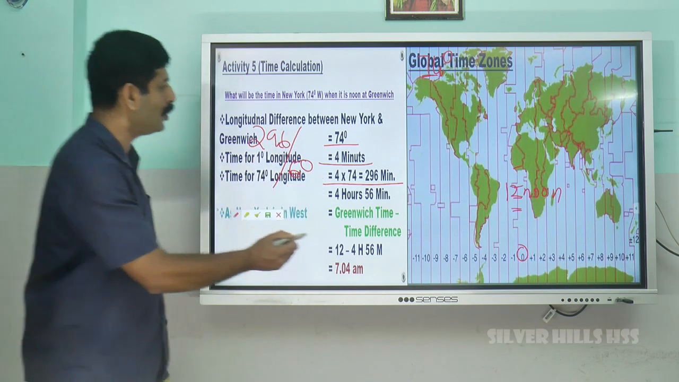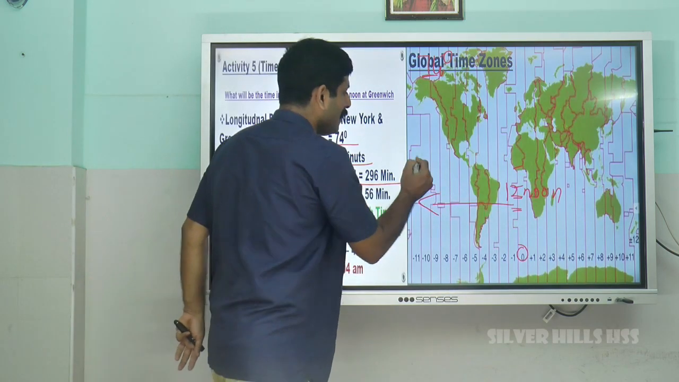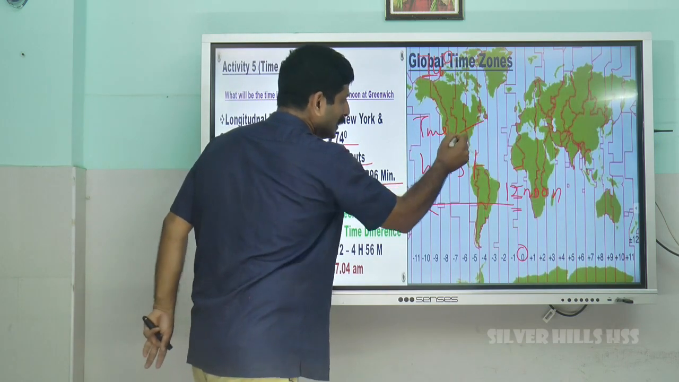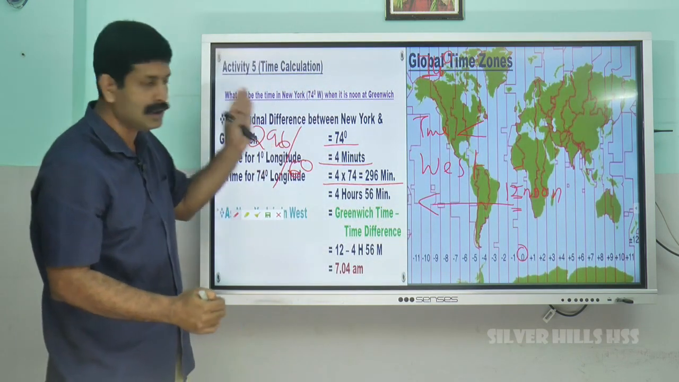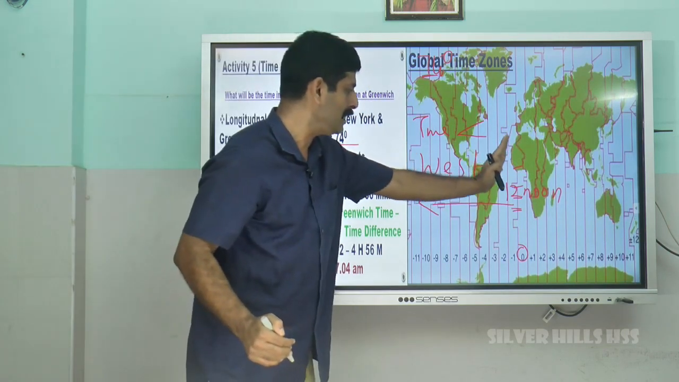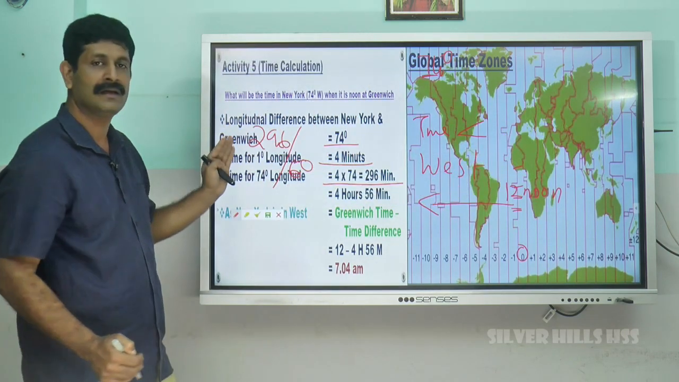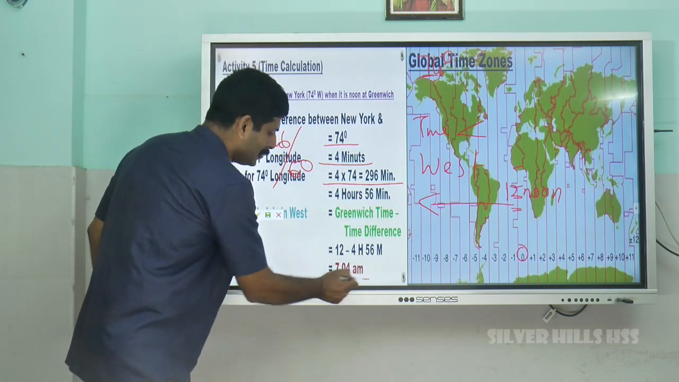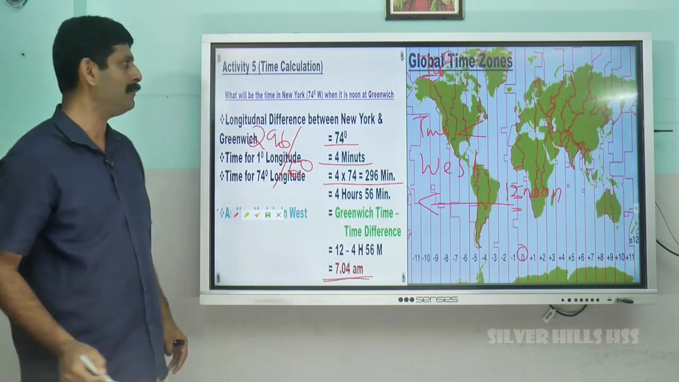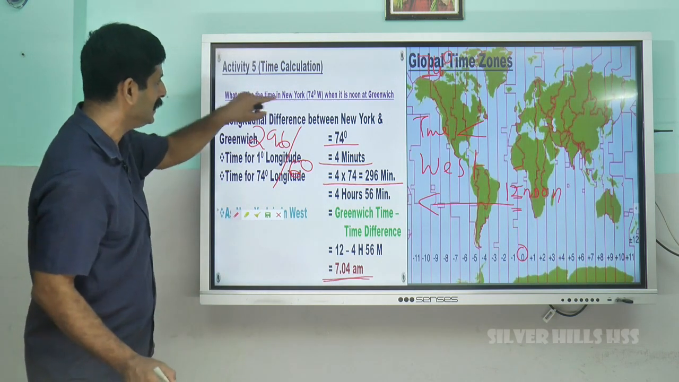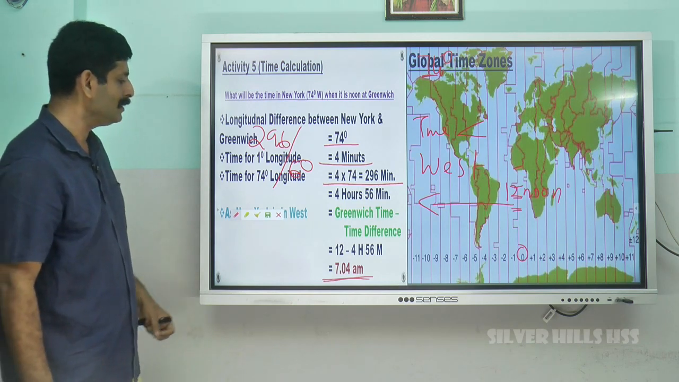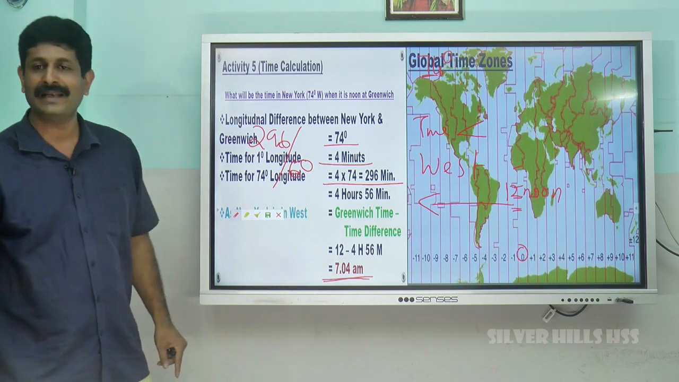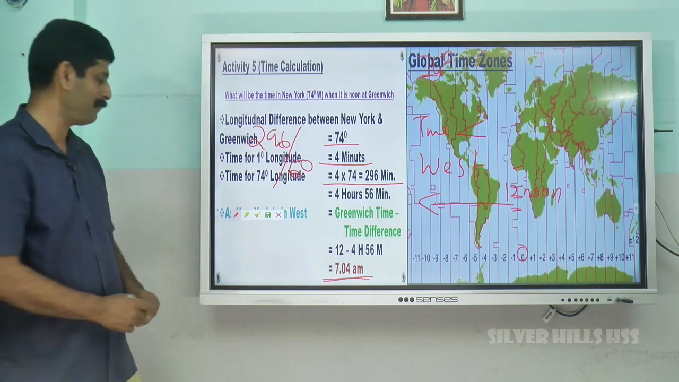When we are going to the west, we already know time is losing. When we are moving from 0 degree to the west, it should be subtraction. Then we will get a time of around 7:04 a.m. The actual time at Greenwich Meridian is around 12 noon. The New York time will be 7 hours 4 minutes a.m., 7:04 a.m.